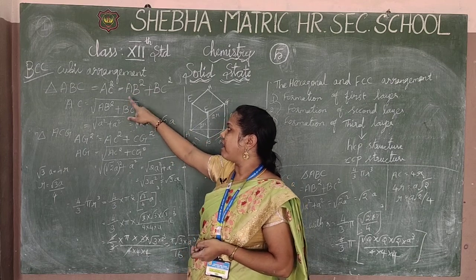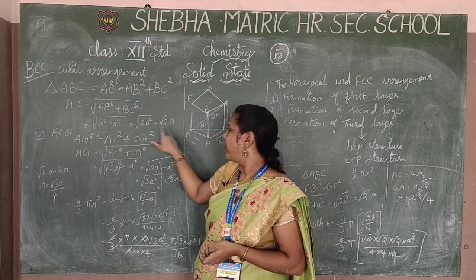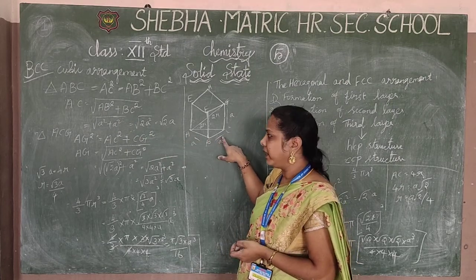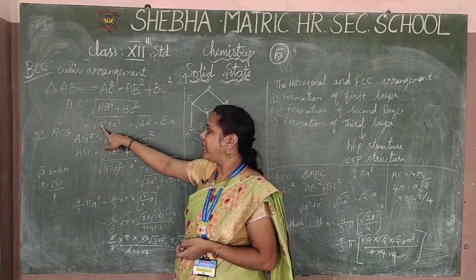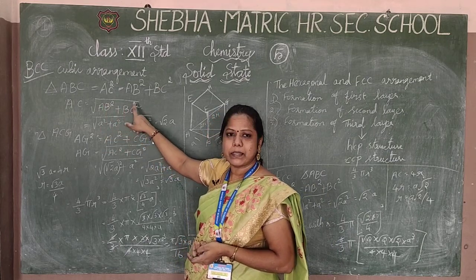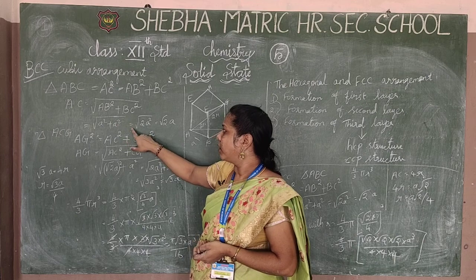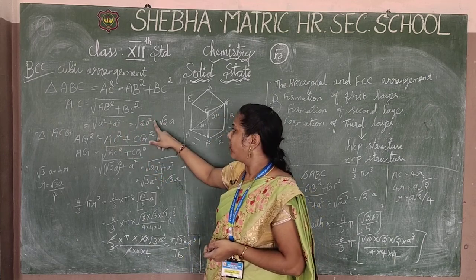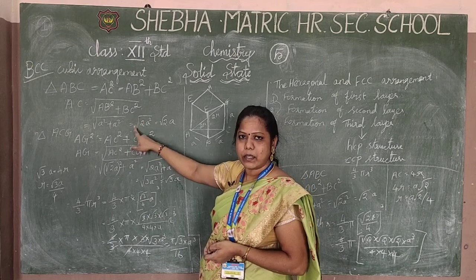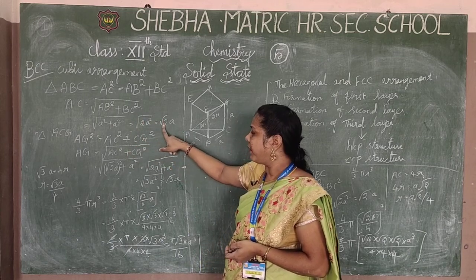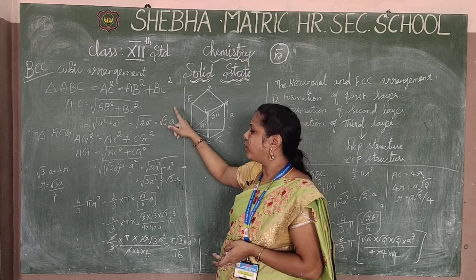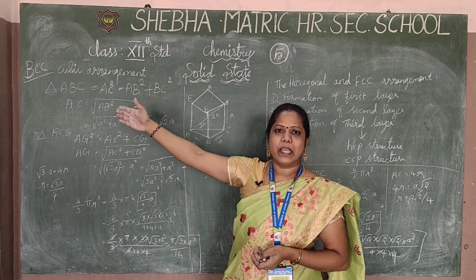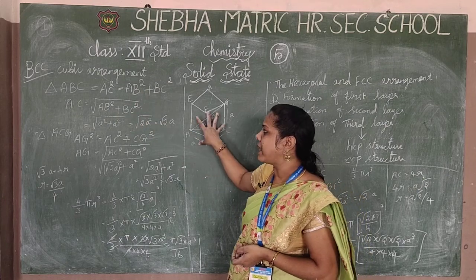In this, you know very well the AB value is a, and the BC value is also a. So AB square means a square, plus BC square means a square. Totally we get 2a square. Then we cancel the square with the square root. So root 2 remains, and a comes out of the root. So root 2 a is the value of AC. Did you get it from this diagram?